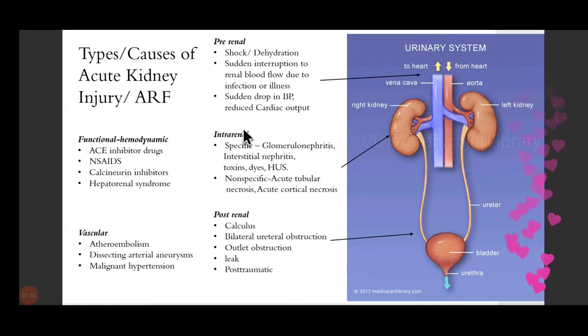intrarenal, post-renal, based on the site of the pathology. And then we have several other causes which I've mentioned on the left.